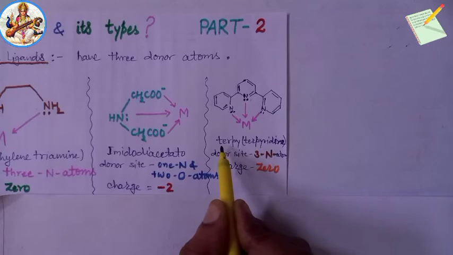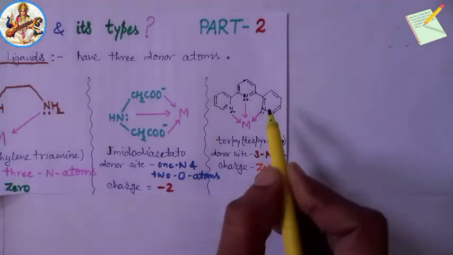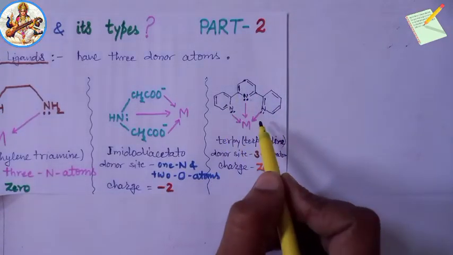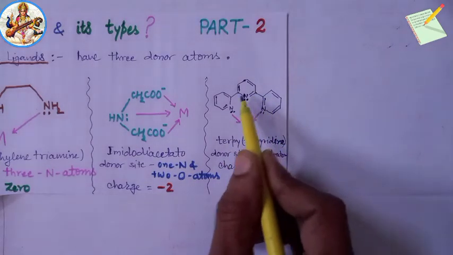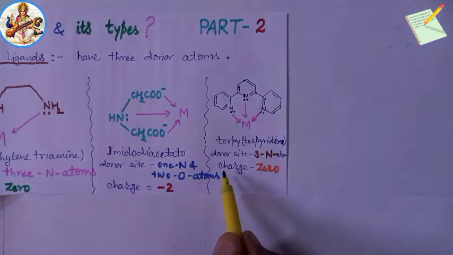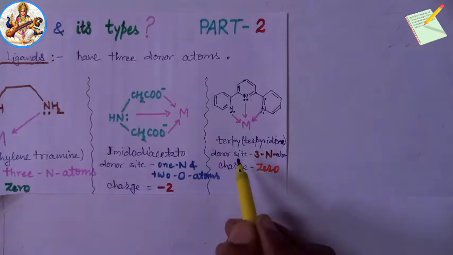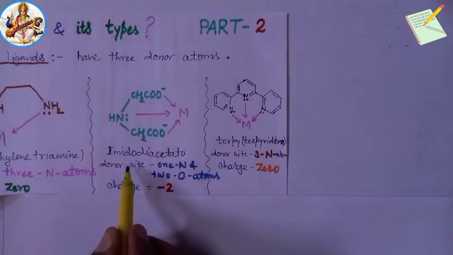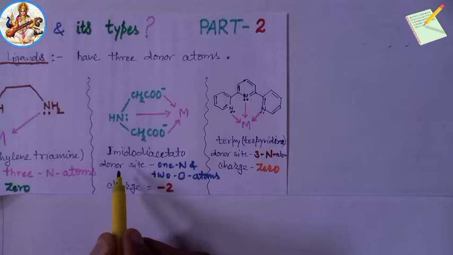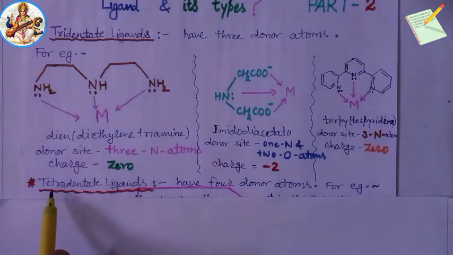Now the next third example, TERPY, terpyridine. In this ligand, 3 pyridine rings are attached with carbon atoms. So donor sites are 3 nitrogen atoms, 1, 2 and 3, and charge is 0. So dien and TERPY are tridentate ligands which have 0 charge, whereas imido diacetato is a tridentate ligand which has -2 charge. Very important.